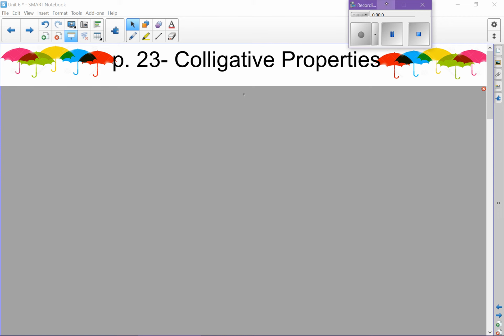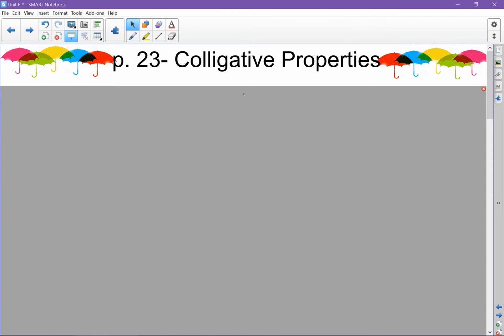Hey guys, today we're going to learn about the last new thing in your packet. You've reached the end. This thing we're going to talk about today is called colligative properties, and it has to do with solutions, like when you mix salt and water together.